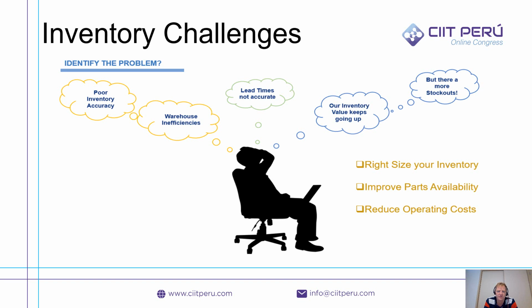So when managing an inventory, there are problems that are generally not unique that we have to face. Things like our inventory value keeps going up, but there are more stock outs. Lead times are not accurate. There's warehouse inefficiencies, poor inventory accuracy. So we need an inventory optimization tool to help right-size your inventory, improve your parts availability, and reduce the operating costs.